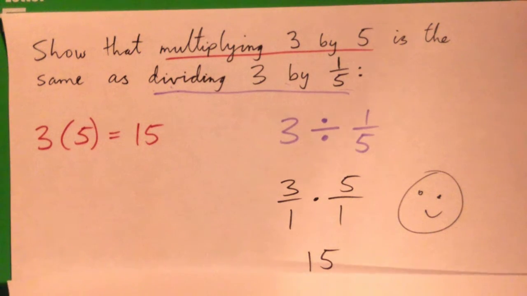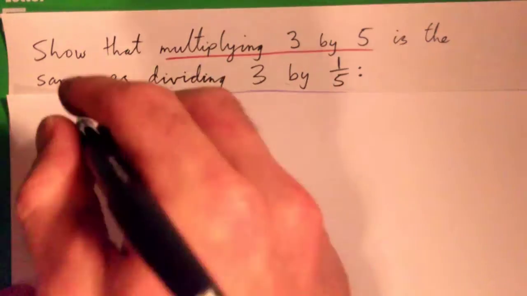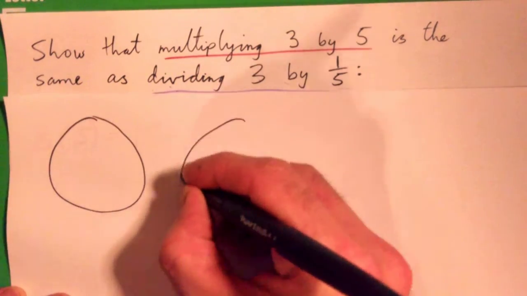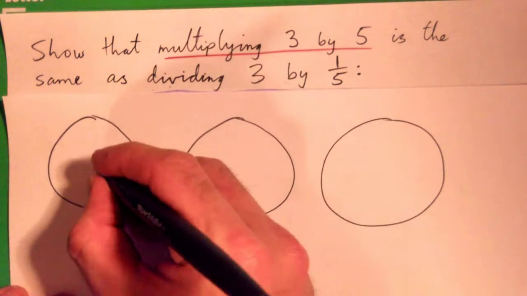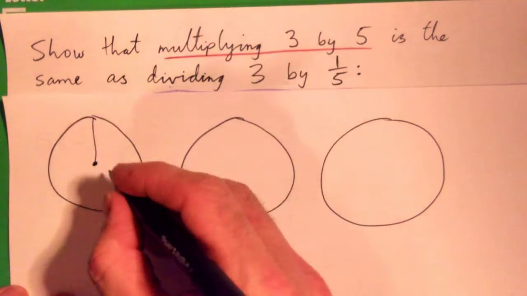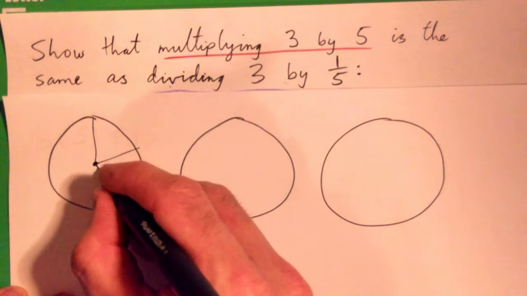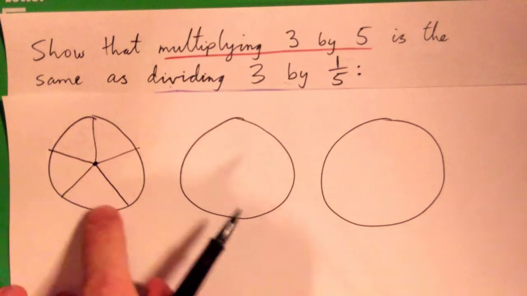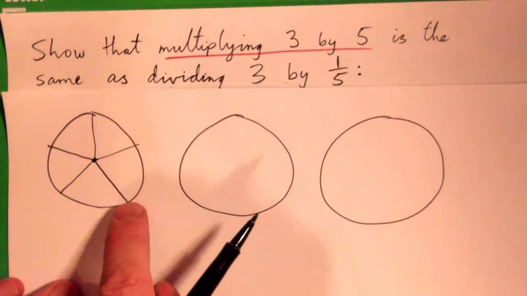3 wholes. Let me see. Should we go with pizzas? 3 pizzas. Here we go. How many fifths are contained in the 3 pizzas? So how many pizza slices do I have here, Elizabeth? 5. Right. 1, 2, 3, 4, 5.